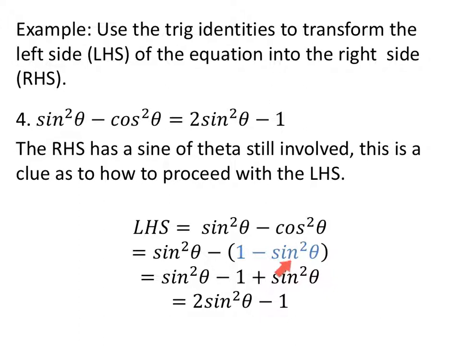So if I subtract sine squared theta from both sides, I know that cosine squared theta is 1 minus sine squared theta. Because there's a negative in front of it, I use parentheses, so I remember to distribute my negative. And what do I have here? I have 2 sine squared theta minus 1, my right-hand side. So if you're not sure how to start, you're already on sine and cosine, use the right-hand side as a guide.